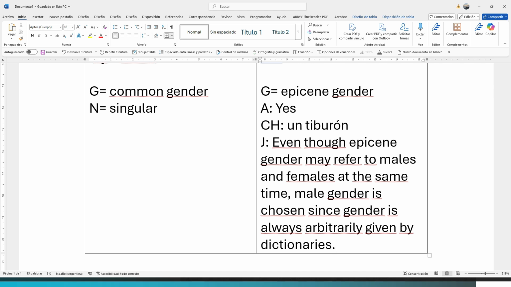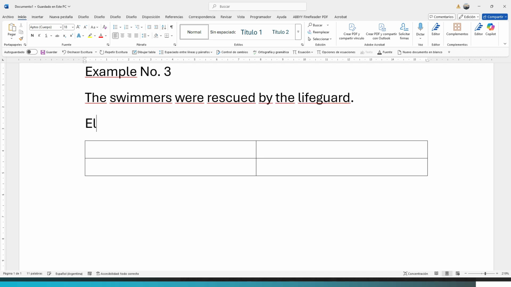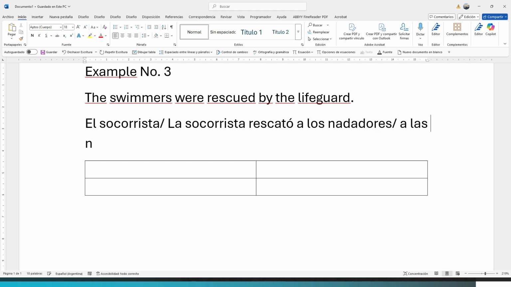Let's go to example number 3 now. And this is our third example. The swimmers were rescued by the lifeguard. How would you translate this sentence into Spanish? Here we go. El socorrista, la socorrista rescató a los nadadores or a las nadadoras. As you see, we have two ambiguous constructions here. So, let's go through the contrastive analysis.